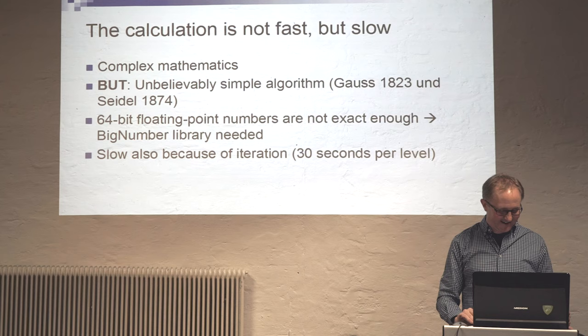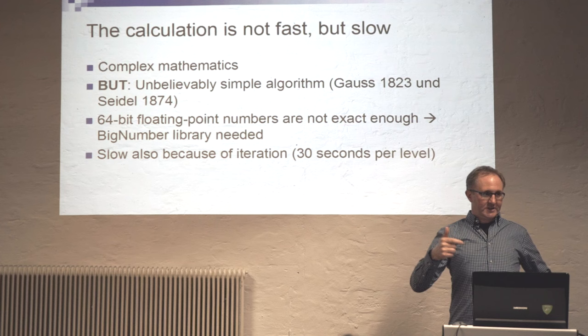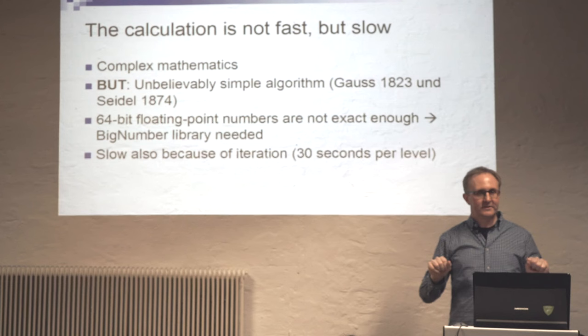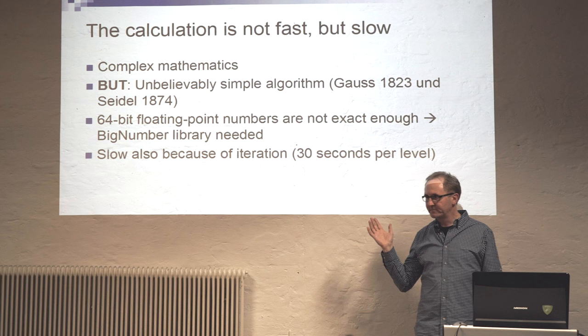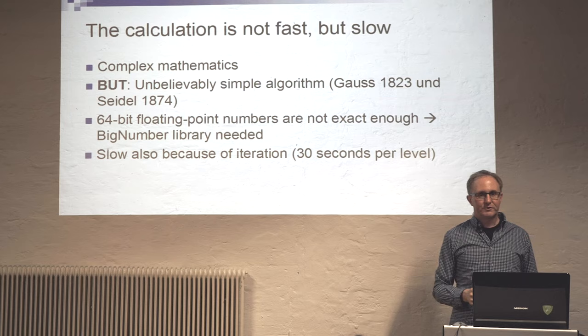It has one big disadvantage. It's an iterative algorithm, so you apply it over and over again. And to get this field, you need a lot of iterations, which makes it slow. I made all that in JavaScript, and JavaScript, as you know, has 64-bit floating point numbers natively built in. And for my implementation, that was not exact enough.